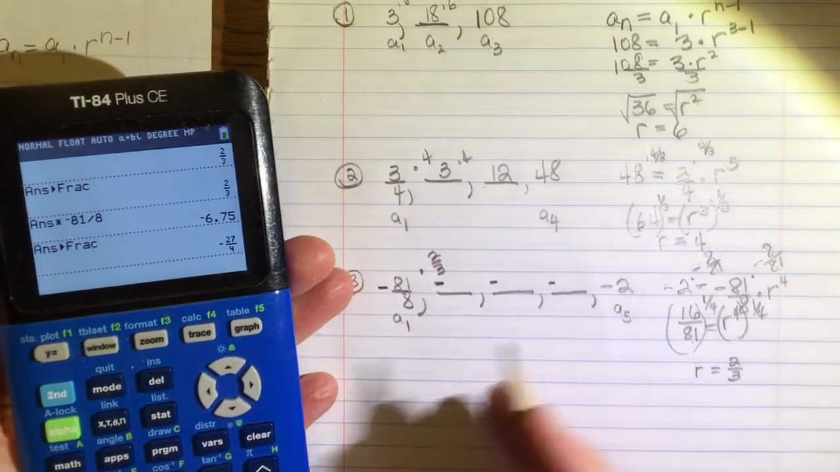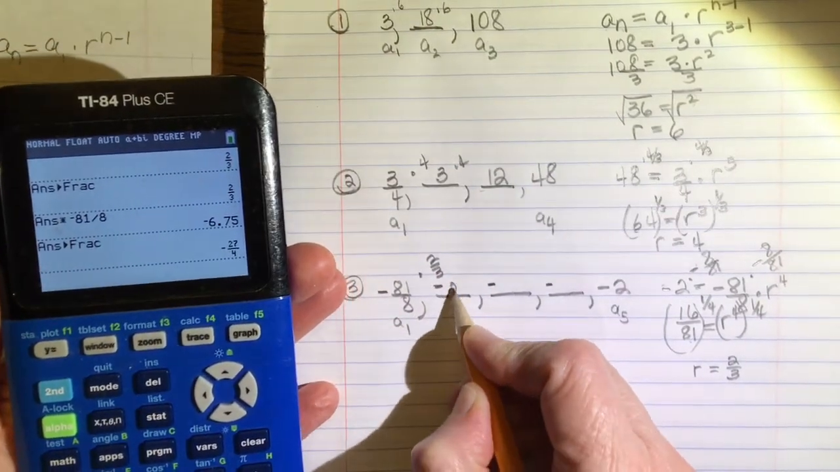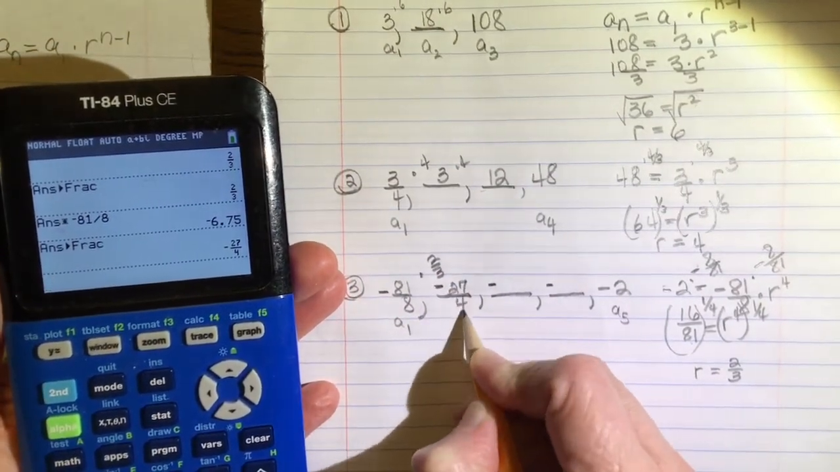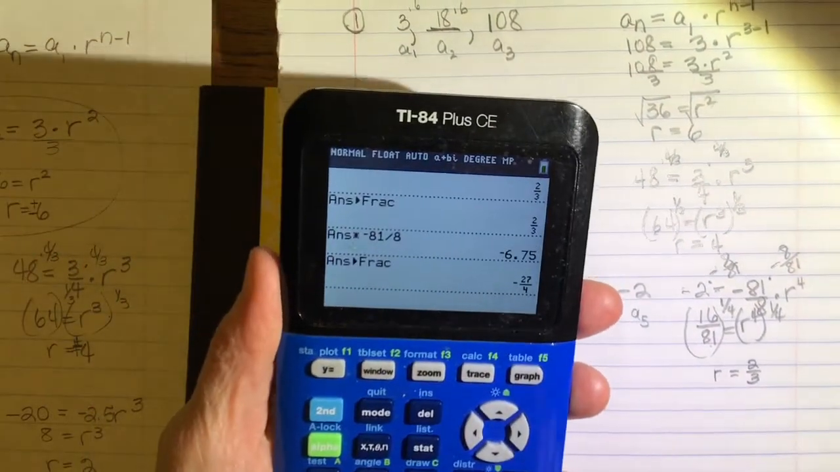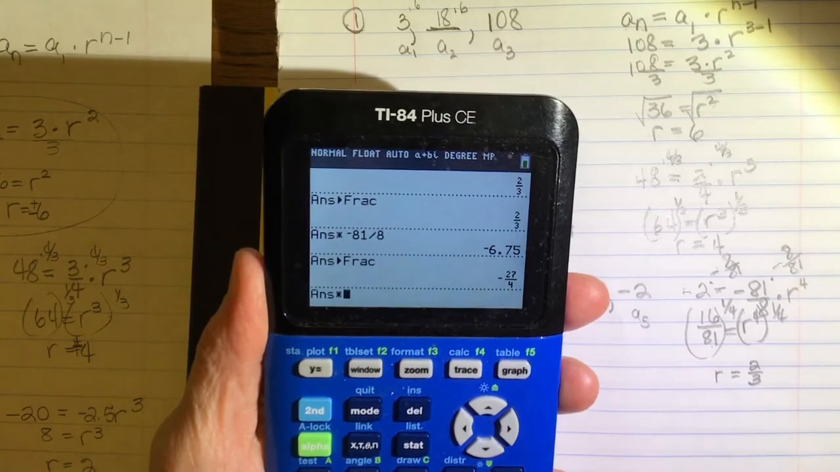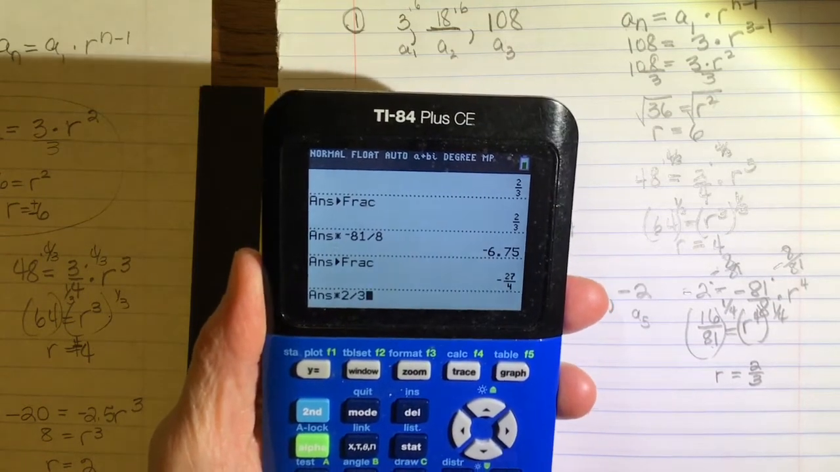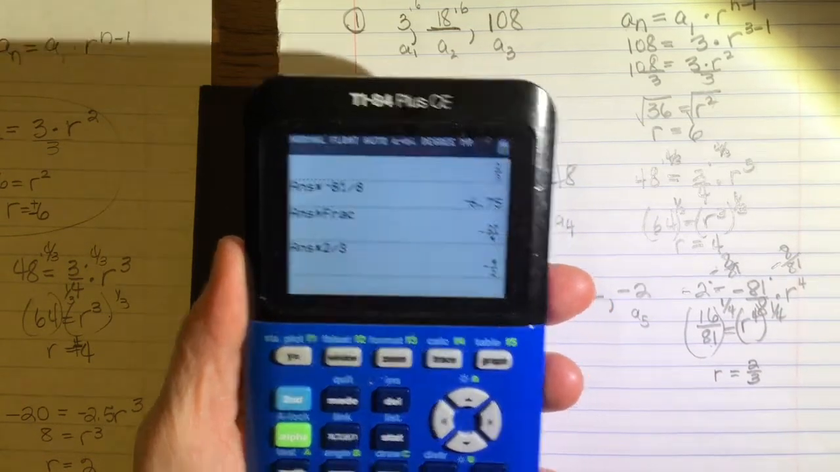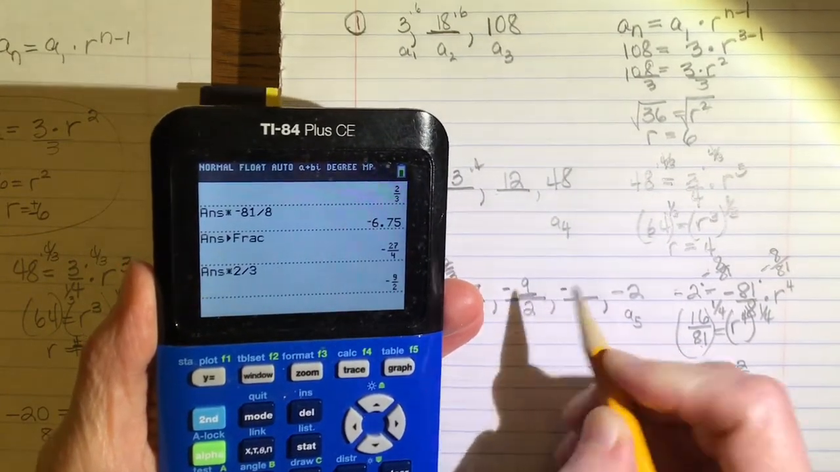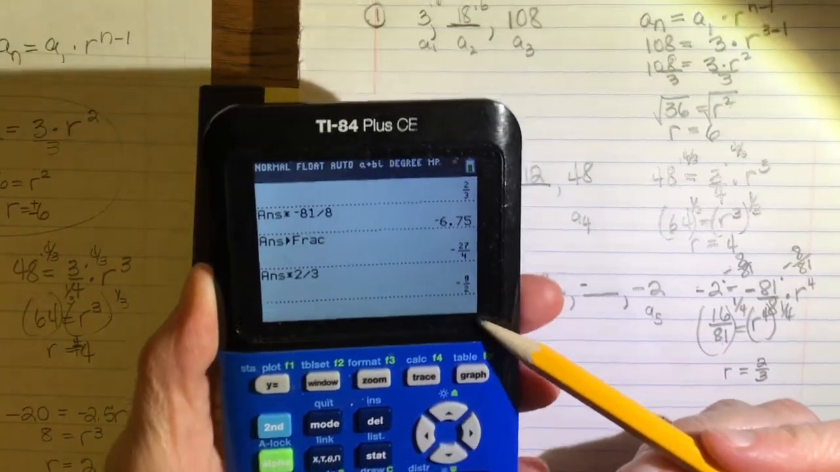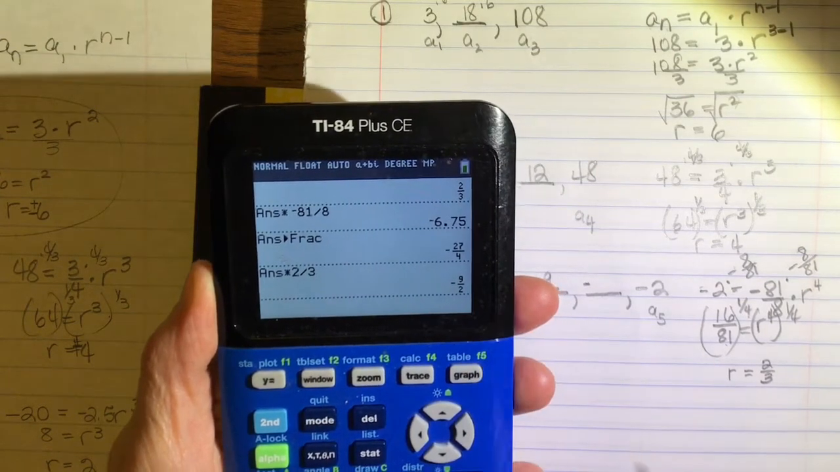Since we started out with fractions, you don't really want to mix them. 27 over 4, and I'll just use that as my fraction bar. Okay. Now, since I've already got that one, I'm just going to say times 2/3. And it gave it to me as a fraction, negative 9/2. I wonder if it's because I already had this as a fraction.